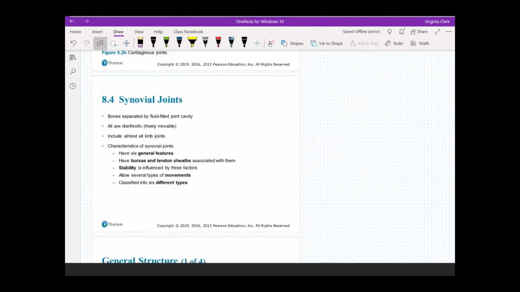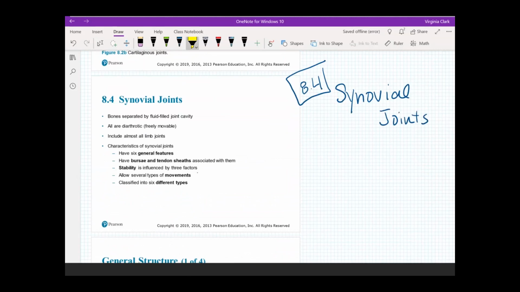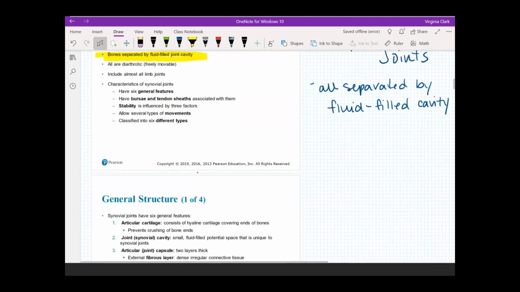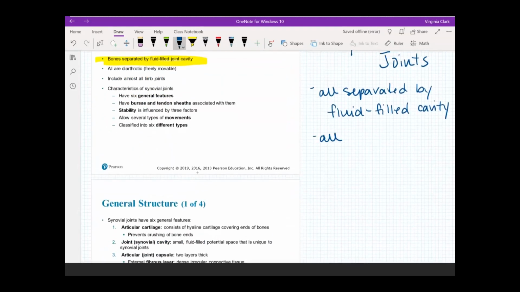But the focus of really today is going to be all the joints that do more movement. So we're going to now, essentially for the rest of the chapter, talk about synovial joints. And these are the prime important, what we think about when you talk about a joint. These are different because these are actually going to be all separated. So the bone connected to another bone is all separated by a fluid-filled cavity. So there is enough space between all of the bones to contain a fluid. All synovial joints are going to be diarthrosis.